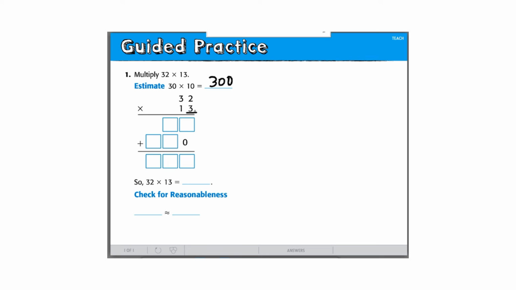3 times 2 is 6. 3 times 3 is 9. Then they put a 0 there for you. How nice. Now we're not going to use this 3 anymore, this one that's in the ones place. We're going to multiply 1 times 2 is 2. 1 times 3 is 3. Then we're going to add. And we get 416. 416 is close enough to 300 that I know that my answer is probably correct.